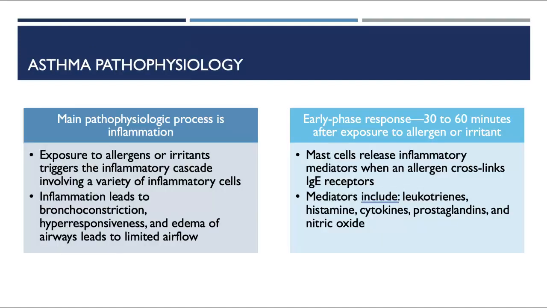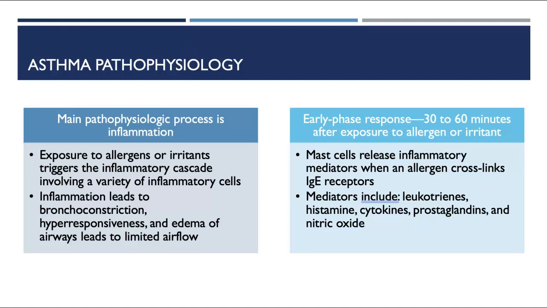So the pathophysiology of asthma. The main pathophysiological process is an inflammation, so inflammatory process. The exposure to the allergen or irritants triggers the inflammatory cascade, which involves a variety of inflammatory cells. The inflammation does lead to bronchoconstriction, hyperresponsiveness, and edema of the airway, which leads to that limited airflow. In the early phase, in that 30 to 60 minutes after the exposure to allergen or irritant, mast cells are released.